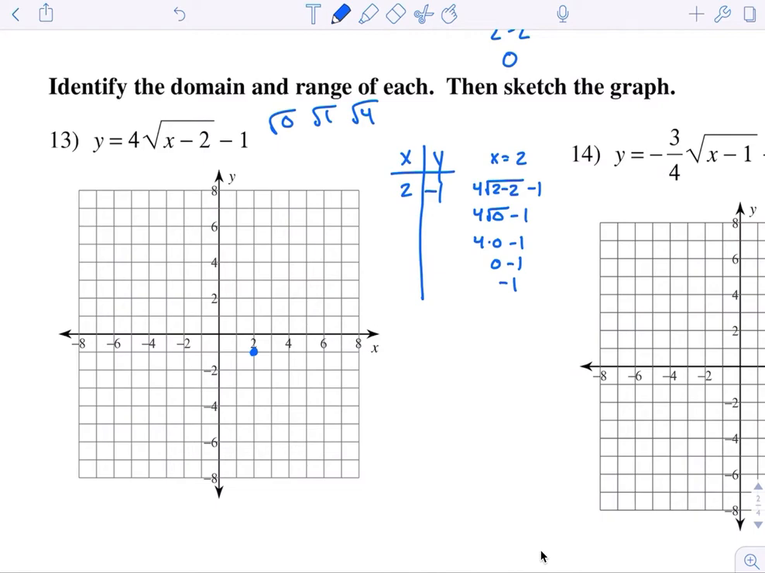Okay, now what value of x would give us a 1? That would be if x was 3. So if x was equal to 3, we get 4 square root of 3 minus 2, minus 1. 4 times square root of 1, minus 1. Square root of 1 is just 1. 4 times 1 is 4, minus 1. 4 minus 1 is 3. So that's going to give us 3, 3.